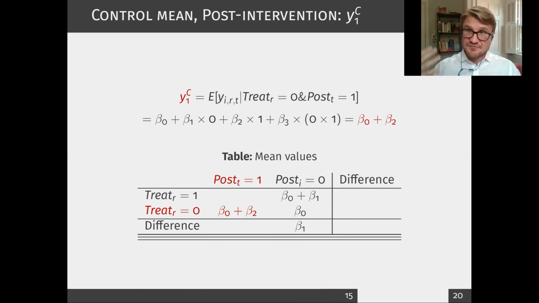Now, let's fill out this grid and get the mean values for every single one of these 4 cells. If we want to calculate the control mean in the post-intervention period, this is the expected value of y when treat equals 0 and post equals 1. It's beta 0 plus beta 1 times 0 plus beta 2 times post, which is now 1, plus beta 3 times treat times post, and that's just 0 again. And so we have that the control mean in the post period is beta 0 plus beta 2.